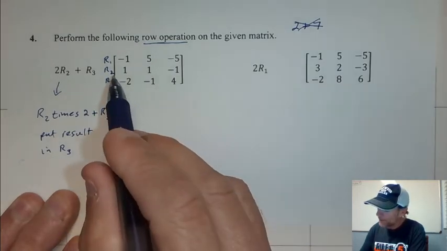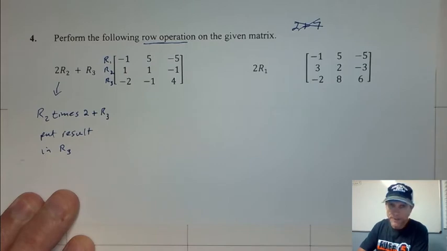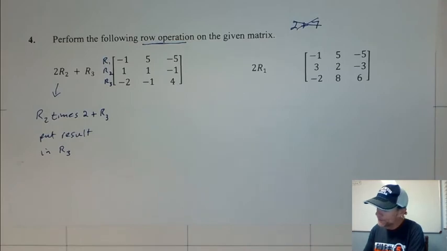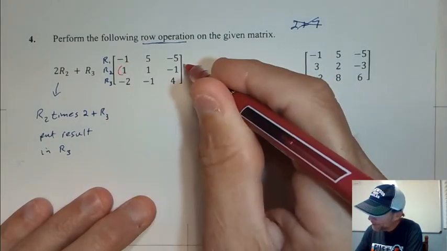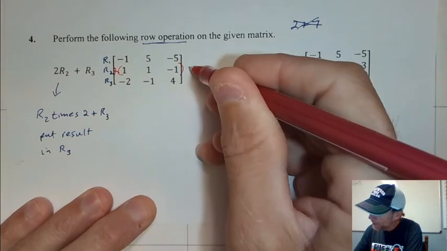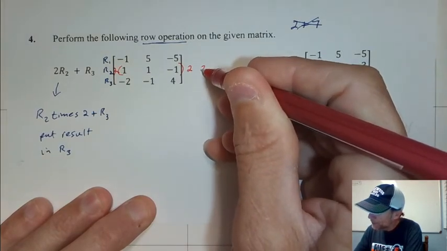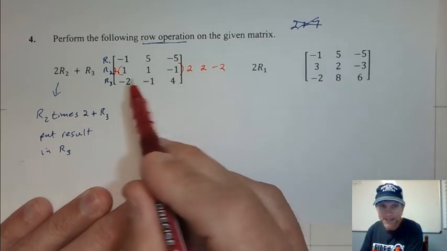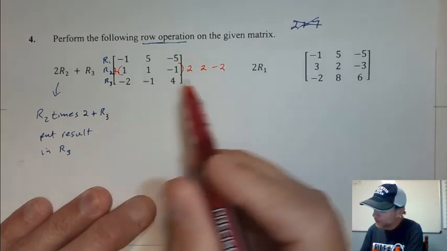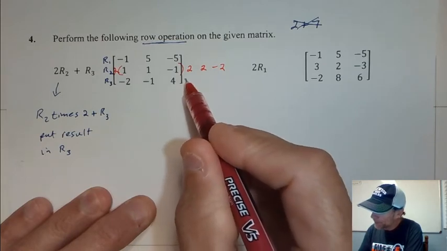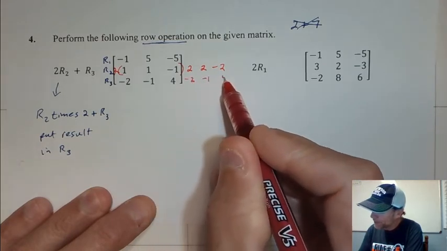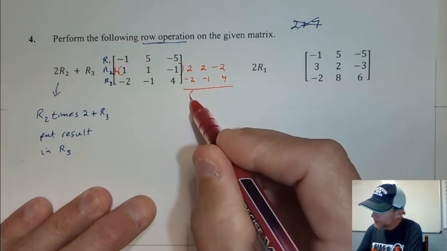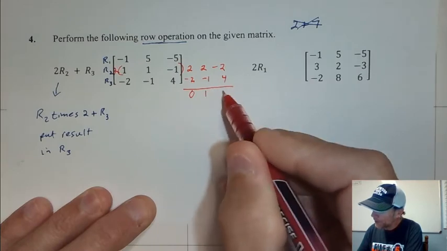So let's see. If I take row 2 times 2, I'm just going to make some notes to myself here. I'm taking row 2 times 2. I'm going to take everything in this times 2. So I get 2, 2, negative 2. Now what am I going to do with those numbers? I'm going to add them to row 3. So row 3 was negative 2, negative 1, 4. I just copied it over there so I could line it up. So I'm going to add those together. Let's see, I get 0, 1, 2.